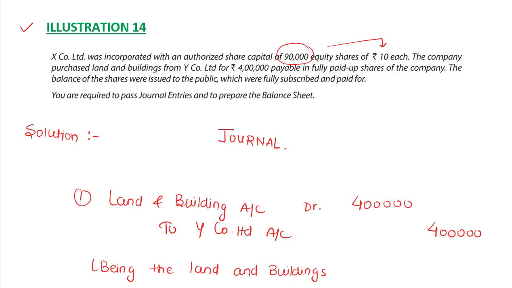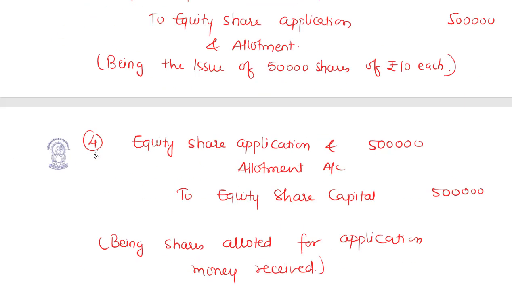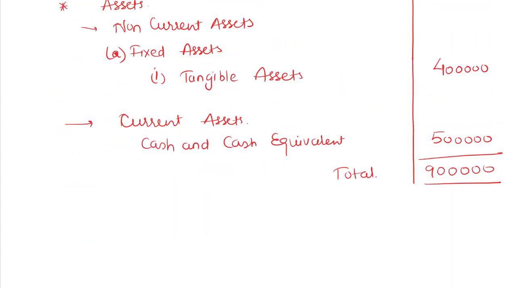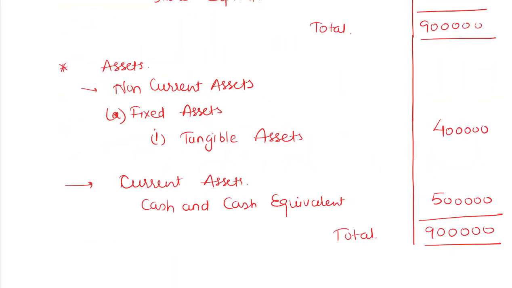We have done illustration 14, in which 90,000 shares were issued at 10 rupees. For land and building, 4 lakh is payable in shares and 5 lakh issued to the general public. We have done the accounting for the same, and at last we prepared the balance sheet. I believe you understood. We are stopping here.